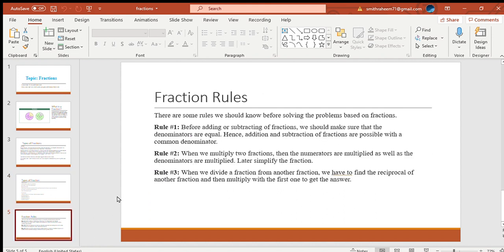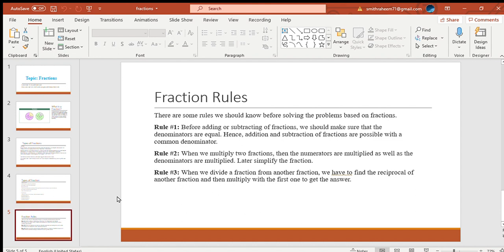So these are the rules of fractions. Alright, so there are some rules we should know before solving the problems based on fractions. Rule 1. Before adding or subtracting a fraction, we should make sure that the denominators are equal. Hence, addition and subtraction of fractions are possible with a common denominator. Alright, so rule 1 is the rule that goes when you're adding and subtracting fractions, and you have to make sure the denominators are equal before you could add or subtract.